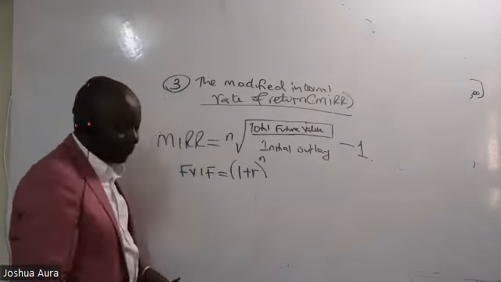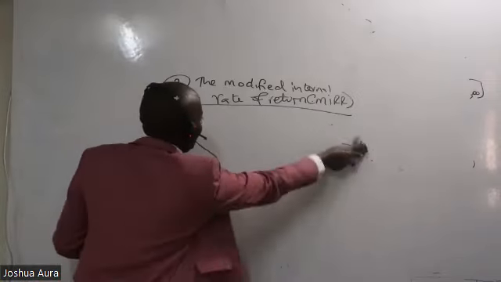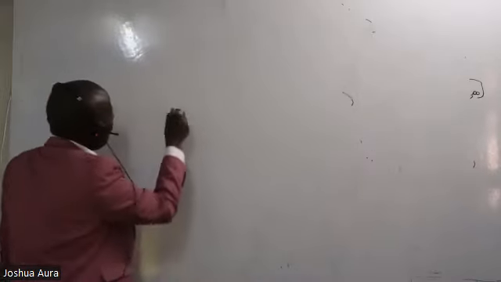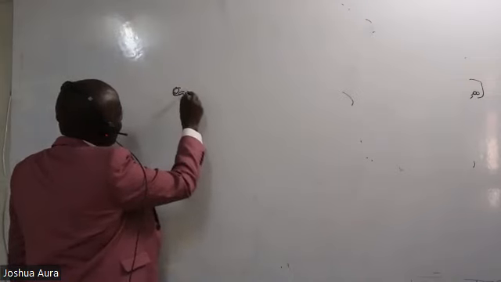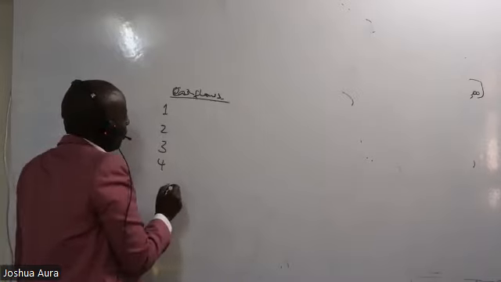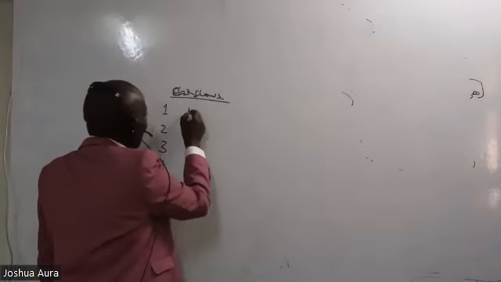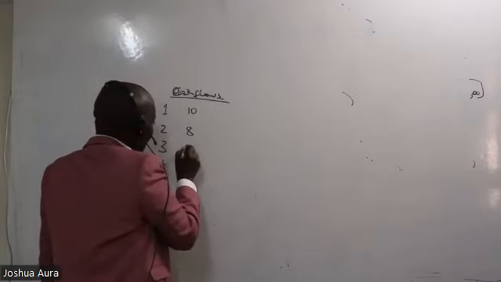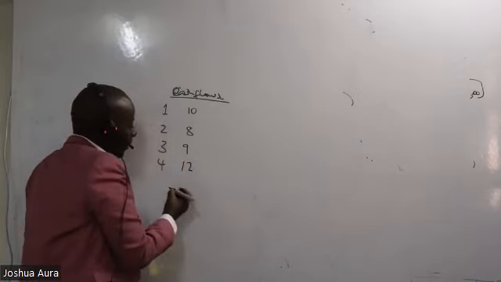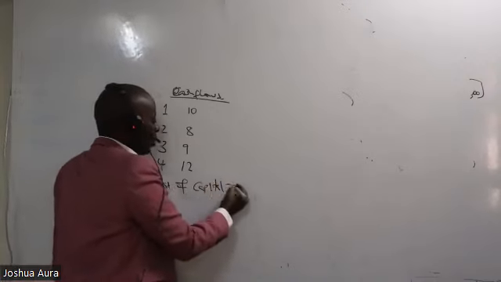Now, ladies and gentlemen, please listen, or rather, let's write this example down. So if, for example, you have the cash flows, we have year 1, year 2, year 3, year 4. These guys have given us the cash flows. Year 1, we have 10, year 2, we have 8, year 3, we have 9, year 4, we have 12. And then they have given us the cost of capital as 10%.